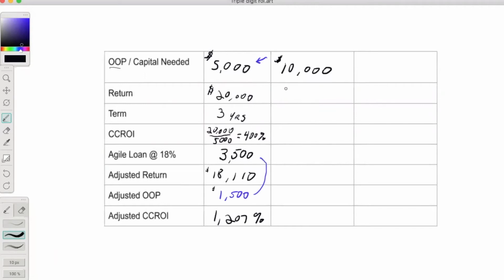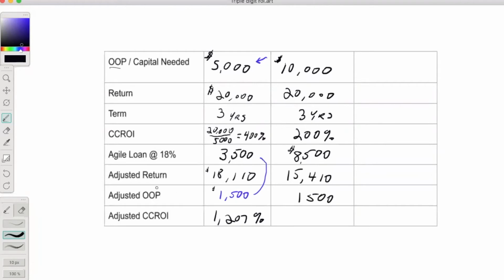But let's say in this case, we're still only going to make $20,000 on the deal, and we'll keep it at 3 years. In this case, because we didn't make as much, our cash on cash ROI is still good, still triple digit, but it's only 200%. Well, instead of putting all $10,000 out of your pocket, you get an Agile loan at 18%. That's $8,500 you borrow through the Agile lending model or partner with. Your return now drops from $20,000 to only $15,410. But you've only put $1,500 out of your pocket.